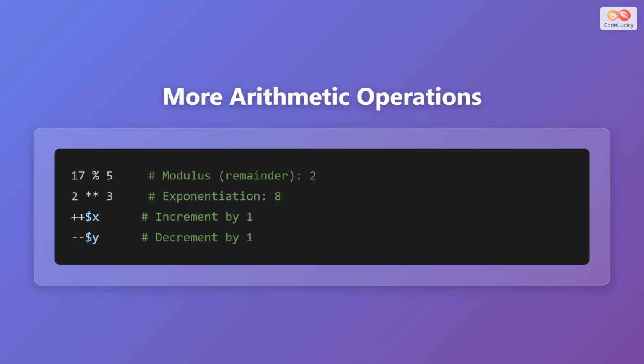PowerShell offers additional useful arithmetic operators. The modulus operator, represented by the percent sign, returns the remainder of division. For example, 17 % 5 equals 2 because 17 divided by 5 leaves a remainder of 2. The exponentiation operator, represented by two asterisks, raises a number to a power. 2 ** 3 equals 8. You can also use the double plus operator to increment a variable by 1, and the double minus operator to decrement a variable by 1. These are shorthand ways to increase or decrease values.